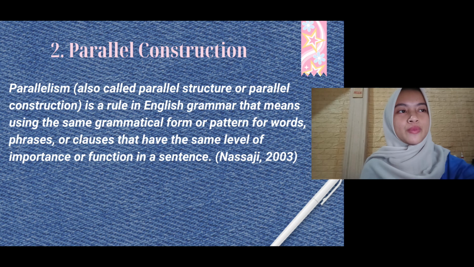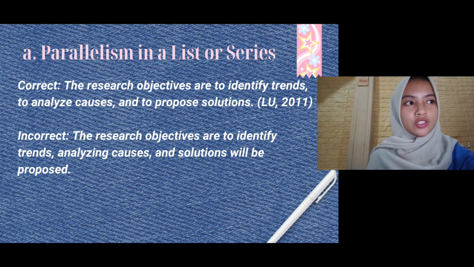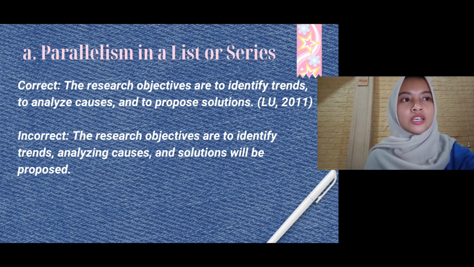Parallelism means using the same grammatical form for words, phrases, or clauses that have the same importance. A is parallelism in a list or series. The research objectives are to identify trends, to analyze causes, and to propose solutions. The explanation why this is correct is each item in the series follows the same grammatical pattern: an infinitive phrase beginning with to identify, to analyze, to propose.